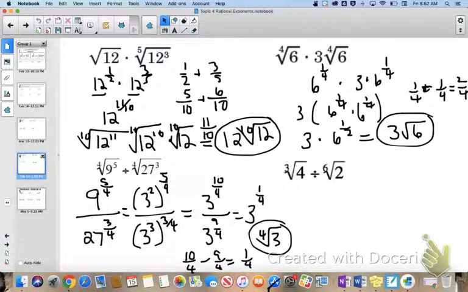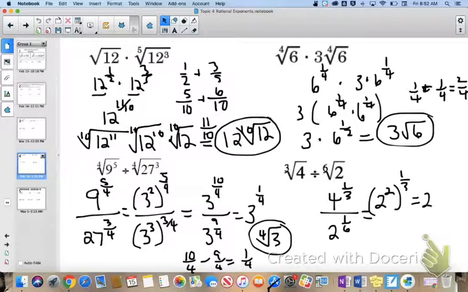Okay, so the last one, cube root of 4 is 4 to the 1/3. 6th root of 2 is 2 to the 1/6. They're not the same base, so we need to get them to the same base, which is fine. We can do that. 4 is 2 squared, so we're going to have 2 squared to the 1/3. Power to a power means you multiply, so that's going to be 2 to the 2/3. On the bottom, 2 to the 1/6 stays the same.